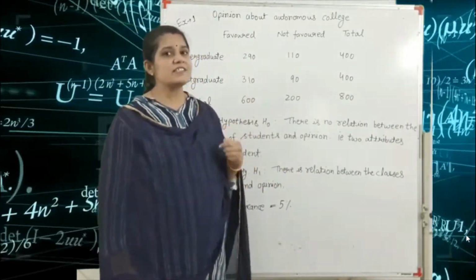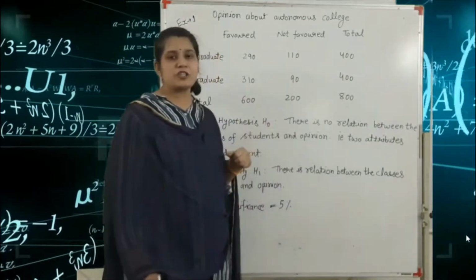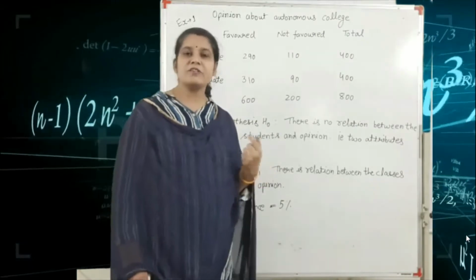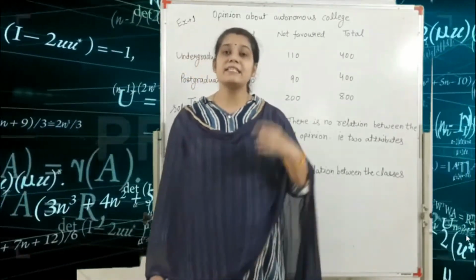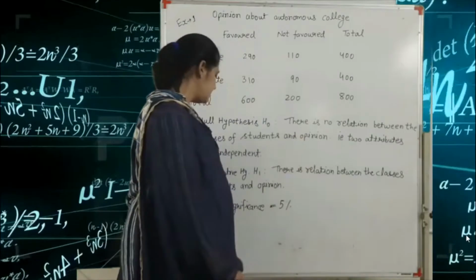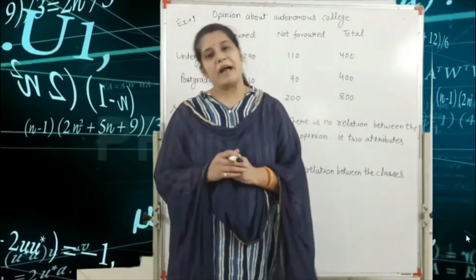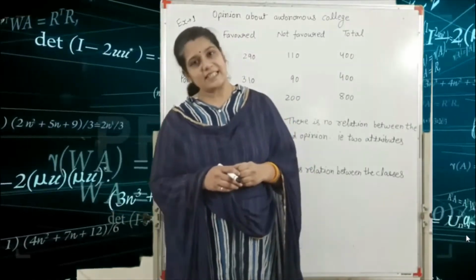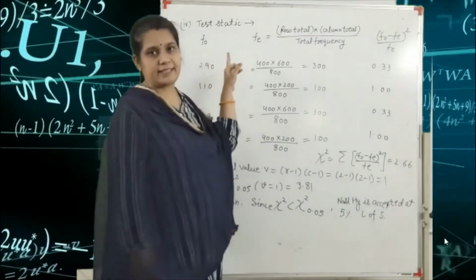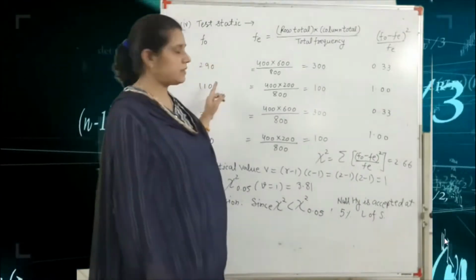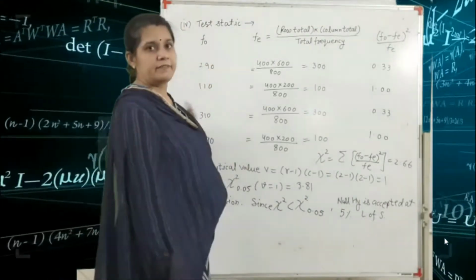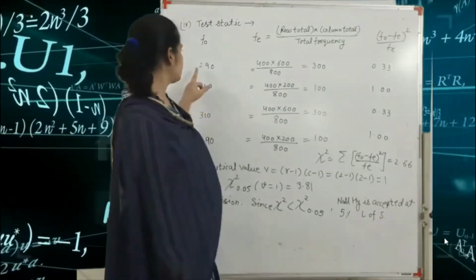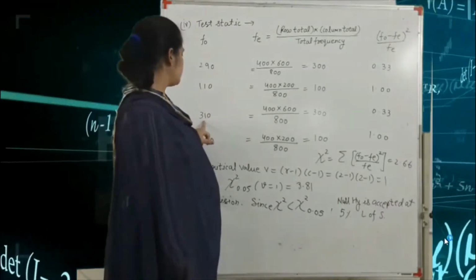The third one is the level of significance. In this question, we are not given the level of significance, so by default we consider the level of significance to be 5%. So we write here the level of significance is equal to 5%. The fourth step is the test statistic. First we write the observed frequency. The observed frequency is already given in your question for postgraduate and undergraduate: 290, 110, 310 and 90.